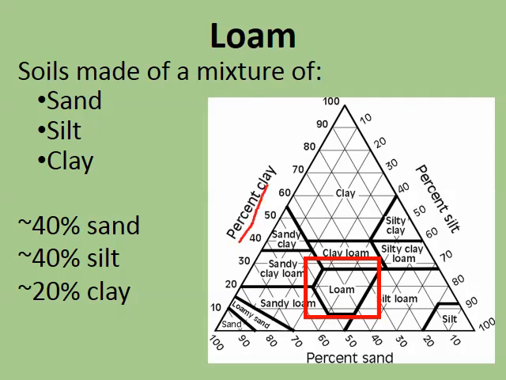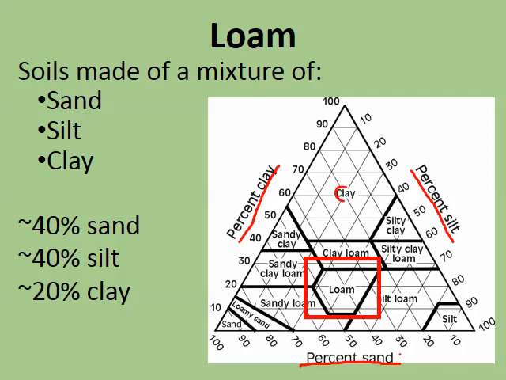So on the right-hand side here, you have the percent of clay that is in your soil sample, your percent silt on the right-hand side, and your percent sand at the bottom. Okay. What you can do is you can find out what percent of your soil is sand, what percent is silt, and what percent is clay, and figure out what type of soil that you have.